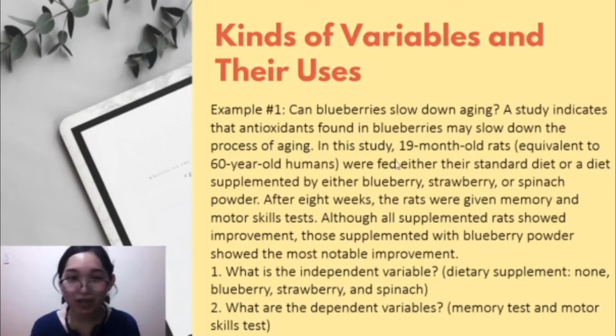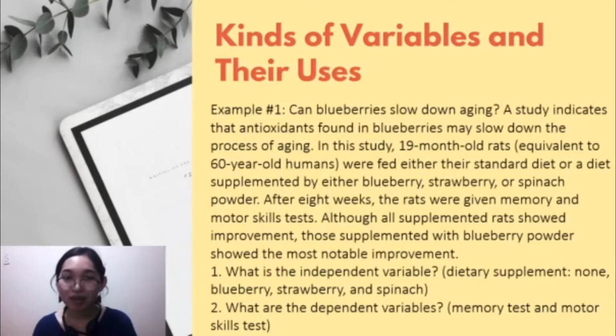Bakit memory and motor skills test yung ginamit nila? Kasi nga, di ba, yung gusto nating malaman if the blueberries could slow down aging. So, di ba, ano ba yung mga signs of aging? Poor memory, poor motor skills. Or what's the motor skill? Yung mga, for example, rigid activities like jogging, running, yung mga hindi na nagagawa ng mga matatanda.